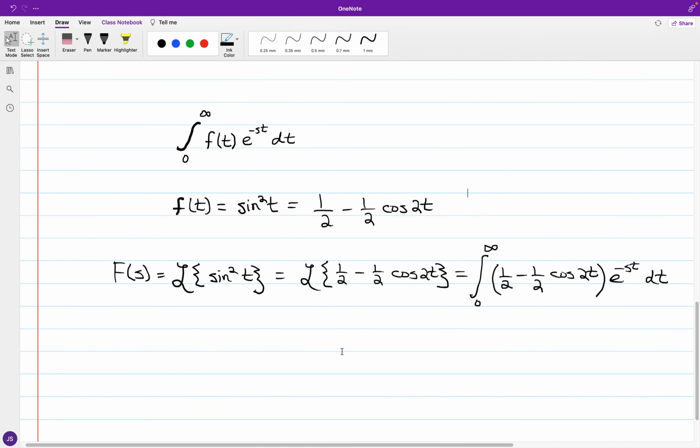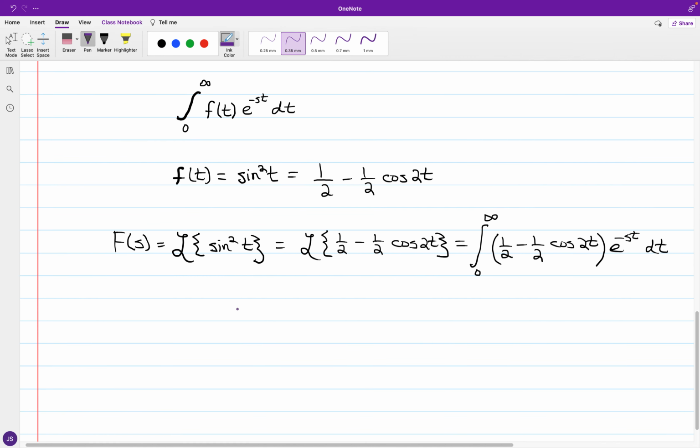Okay, for the next problem, we're looking at trying to determine the Laplace transform of the square of sine of t. To make everything as integration friendly as possible, we write the square of the sine of t in terms of its double angle equivalent, 1/2 minus 1/2 of the cosine of 2t. The Laplace transform will be the improper integral as t goes from 0 to infinity of (1/2 minus 1/2 cosine of 2t) multiplied by e to the negative st dt.